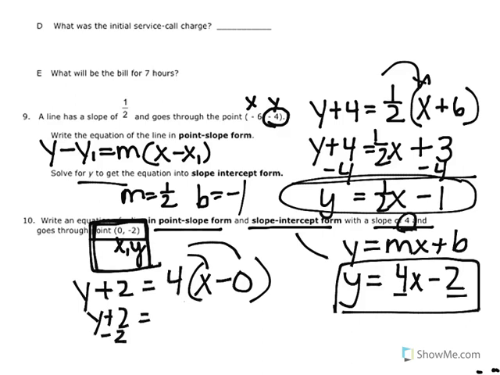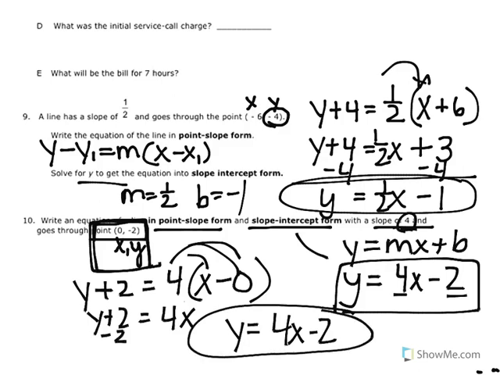So 4 times x is 4x, and 4 times 0 is 0. Subtract 2, and so we get y equals 4x minus 2. Oh my gosh, what a way to confuse you right at the end of the lesson. I'm sorry. The slope is 4, just like it says right there. Okay, so here's your answer, and they come out the same. Okay, that's your lesson, and I'll see you in class.